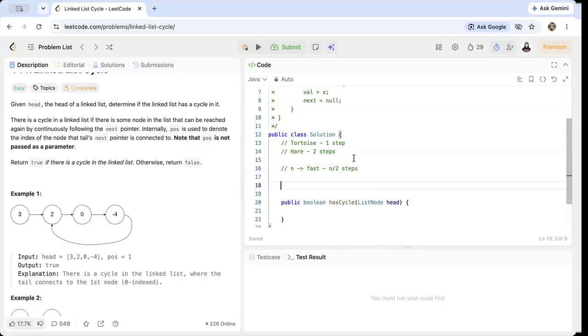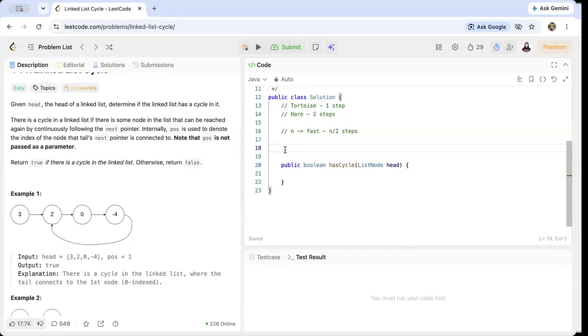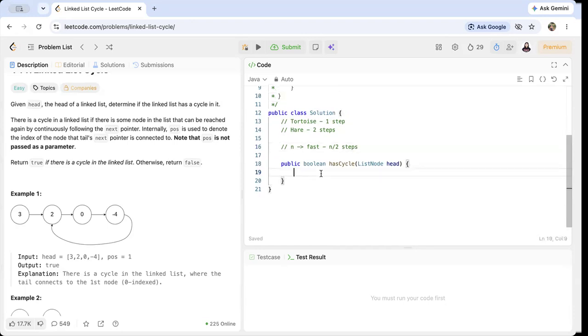But if there's a cycle, the fast pointer will enter the cycle and keep on running in the cycle, and then slow will eventually also enter the cycle. There will be a point where the fast and slow meet, and when they meet, we say that there's a cycle. We'll talk about why they meet later, but let's write the code for it.